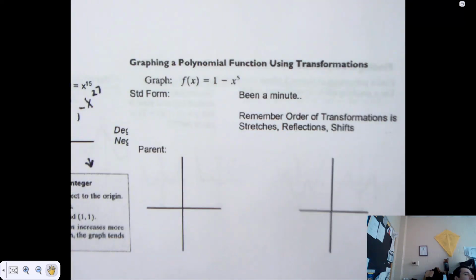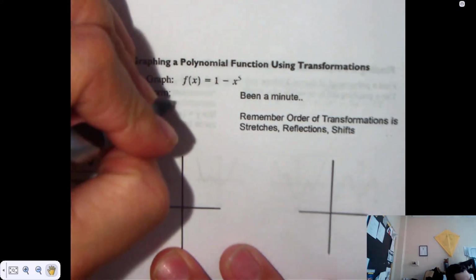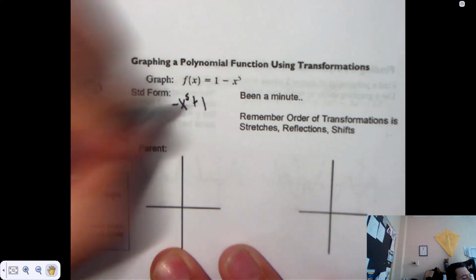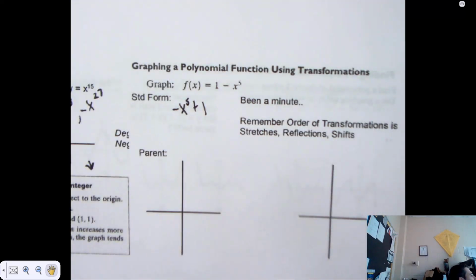All right. So graph a polynomial using transformations. I don't even know why I have mentioned in your standard form, but standard form on this thing would be negative x to the 5th plus 1. I guess that's why I have it in there.